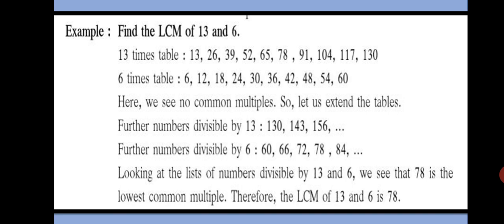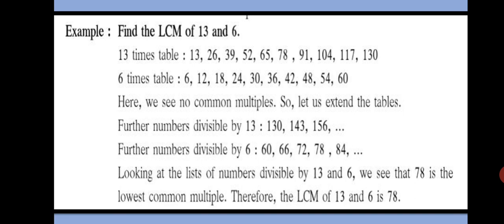Now, here we see no common multiples in 13 and 6. If you see the multiples, there is no common number or common multiple here. So let us extend the tables. Further numbers divisible by 13 are 130, after that 143, 156, dot dot dot means and so on. The multiples of a given number continue. Further numbers divisible by 6 are 60, 66, 72, 78, 84 and so on.